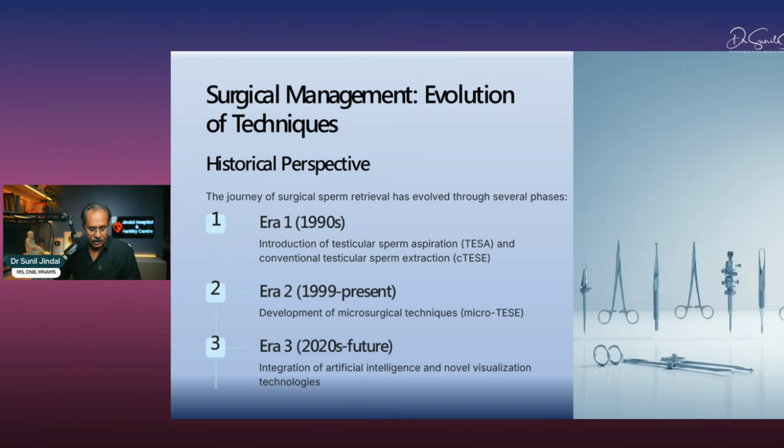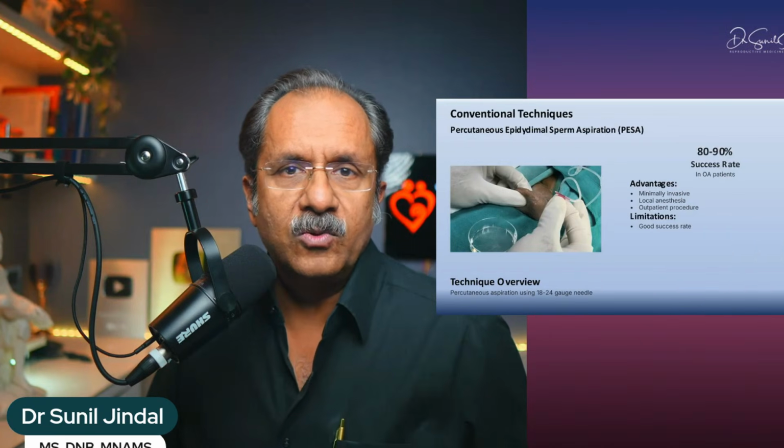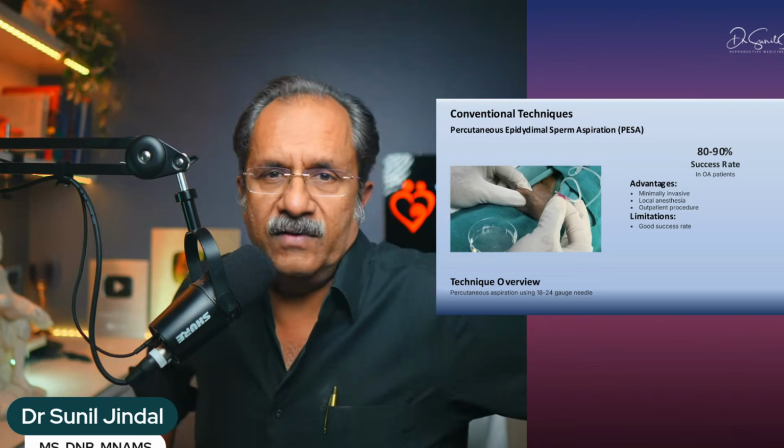Then the third era, which will be coming in the future, is going to be the era of artificial intelligence and novel visualization techniques. Please understand, today, Micro-TESE is the gold standard to get sperms. But in the future, there are going to be a few things which will help get even better sperms and more sperms, which I'll show further on in the slides. So let's go on to the next slide and let me now go on to the conventional techniques.